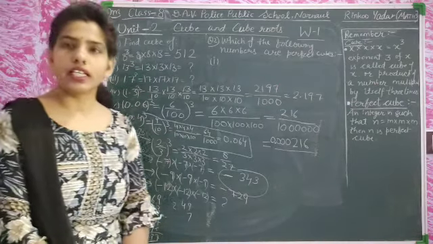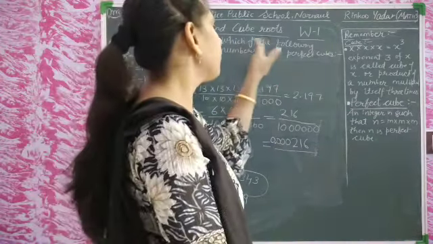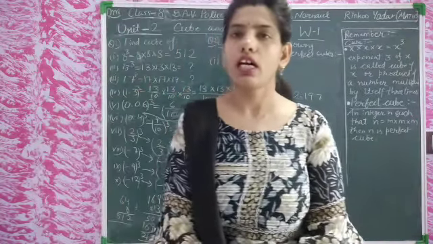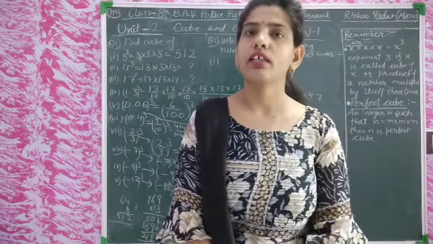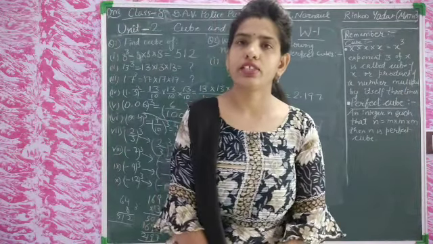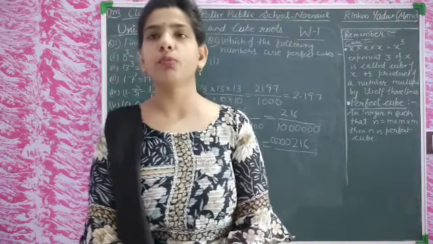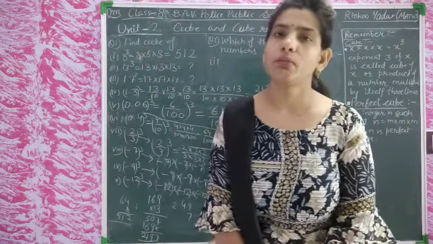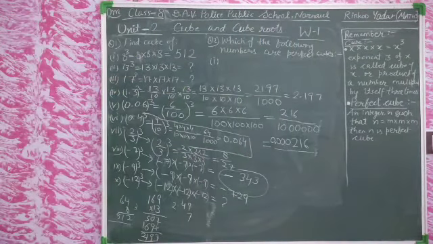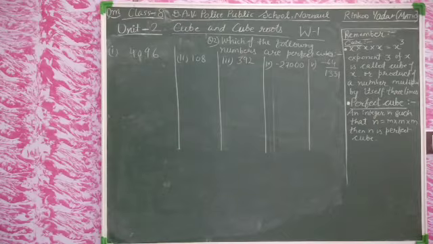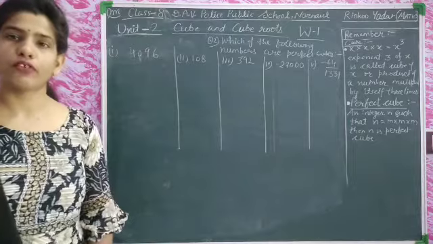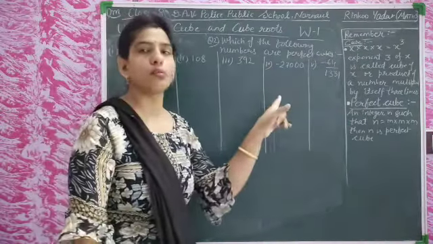Now we will go to the next question, number second: which of the following numbers are perfect cubes? You will check whether these are perfect cubes or not, and we are finding the perfect cube of any number by the prime factorization method. Now students, we are checking which of the following numbers are perfect cubes or not.